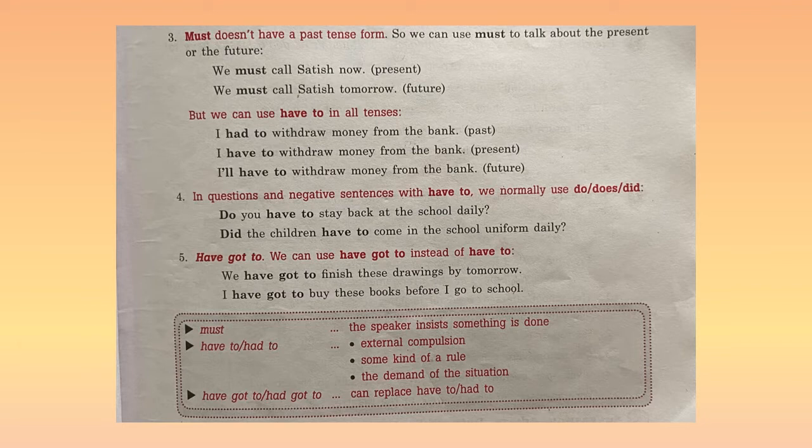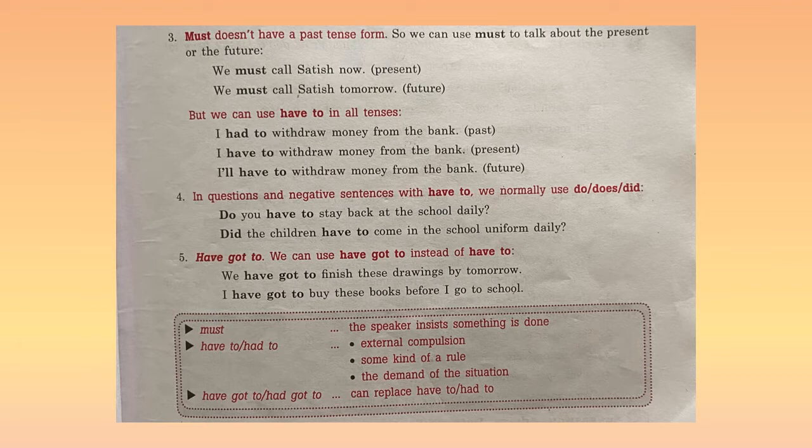Have got to, we can use have got to instead of have to. We have got to finish these drawings by tomorrow. I have got to buy these books before I go to school. Means both are the same. The meaning is the same. So in place of have to, you can use have got to.